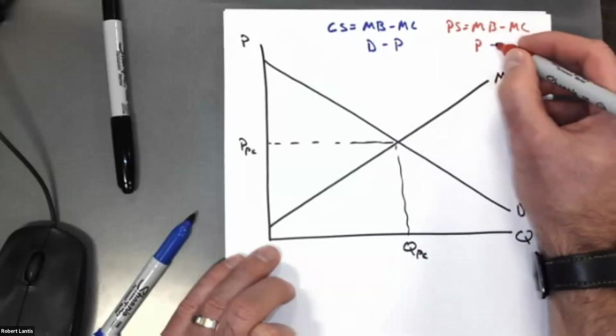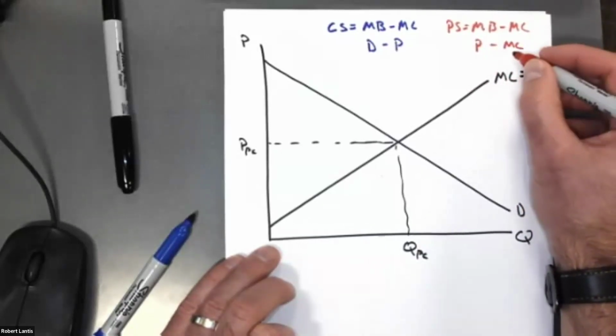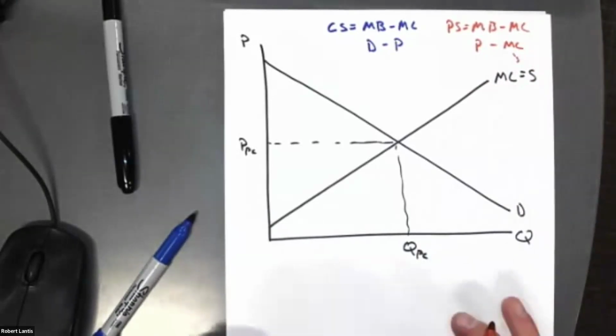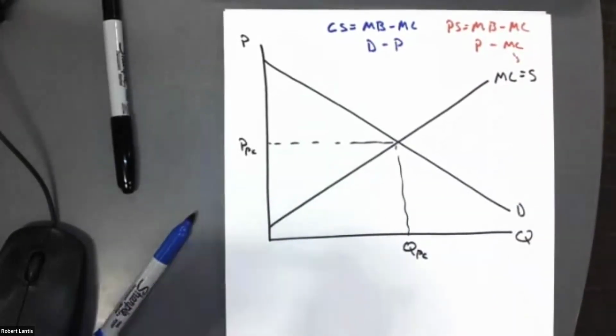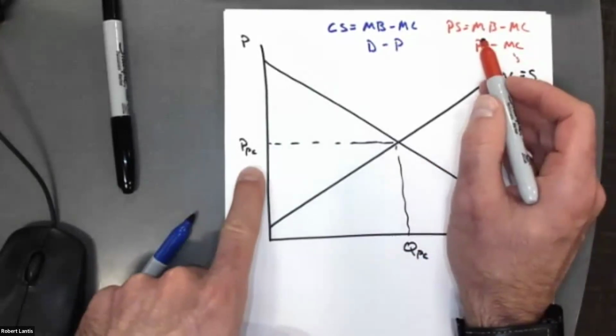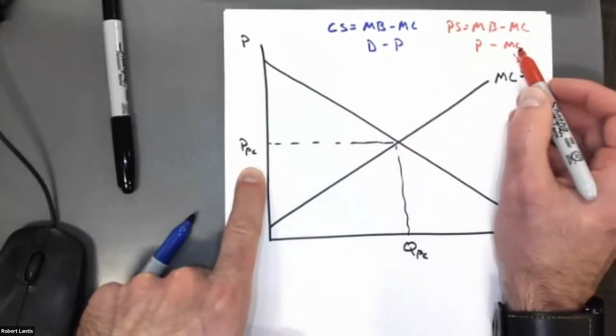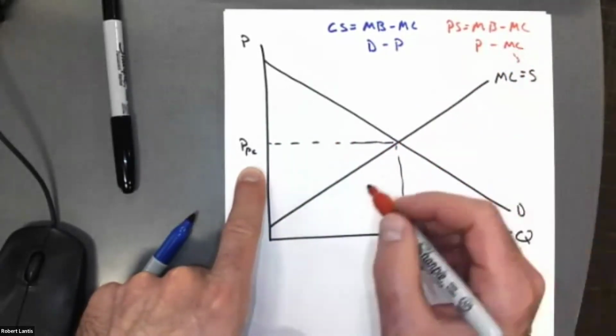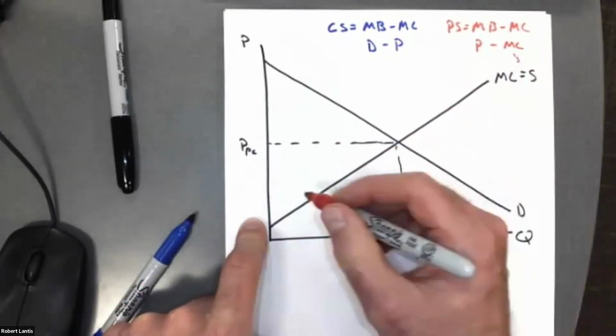The marginal benefit to them is the price, and their marginal cost is the marginal cost curve, that supply curve. Okay, so where would producer surplus be here? It'd be the area below price but above marginal cost for every quantity in the market.